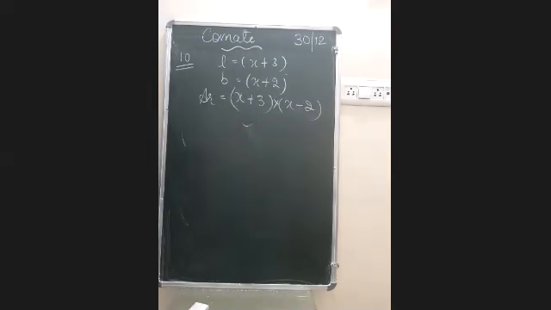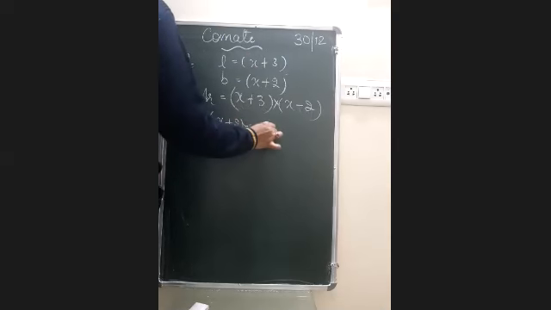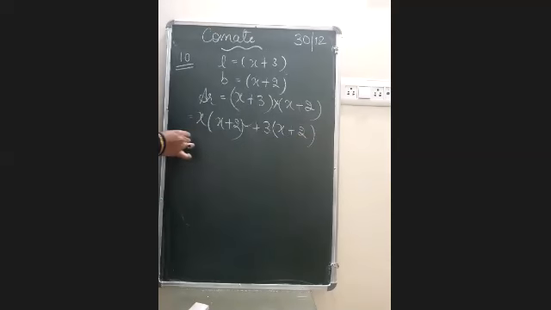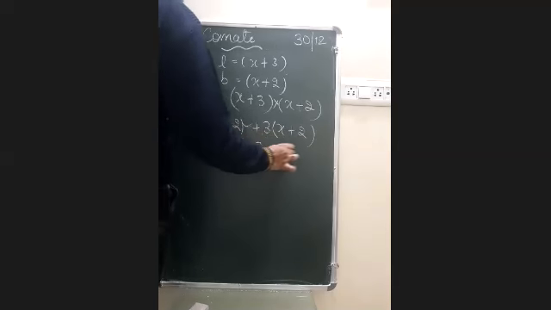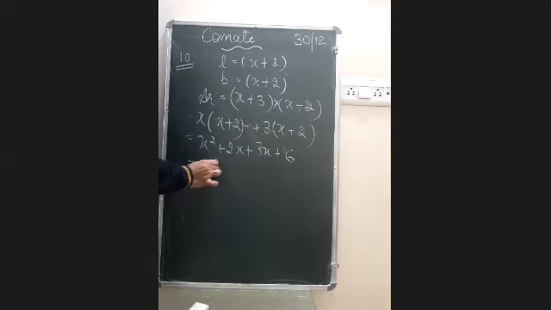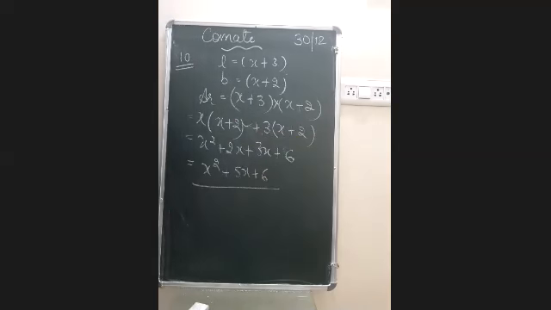So if you solve this one, if you remember, I have taught you the way of solving this. x will multiply with x plus 2, which will give us x square plus 2x. Then 3 will multiply with x plus 2, which will give us 3x plus 6. So when you multiply, it will give us x square, this will give us 2x, this will give us 3x, and this will give us 6. So when you solve it, it will give us x square plus 5x plus 6. This is the area.